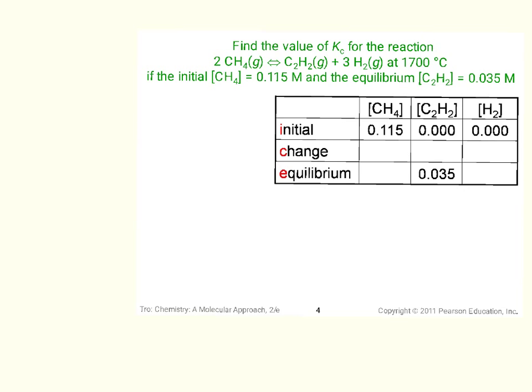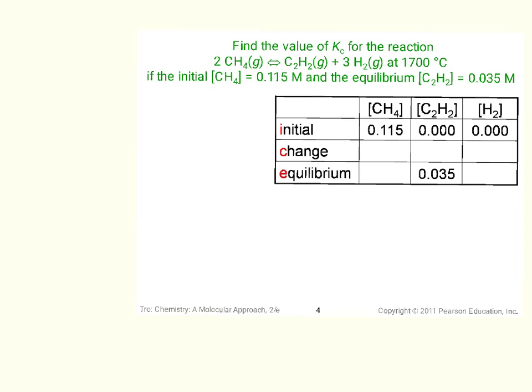Let us try one more practice. This time we have a reaction: 2 moles of methane is in equilibrium with a mixture of products, acetylene and 3 moles of hydrogen. The initial concentration of methane is known, and the equilibrium concentration of acetylene. So we need to find the equilibrium concentrations of methane and hydrogen, and then we need to find Kc.